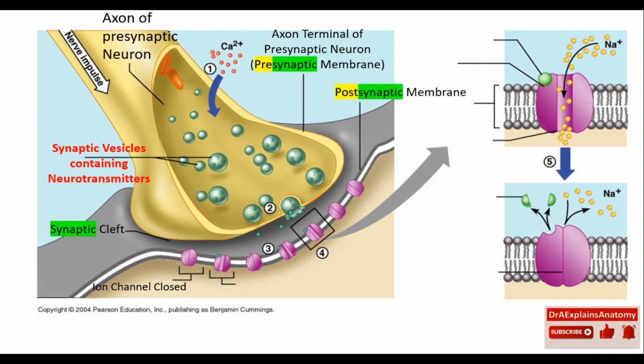The neurotransmitters right here, they diffuse through the synaptic cleft and they bind to these ion channels. Right here, we have no neurotransmitter binding to the ion channel, so the ion channel is closed. Whereas right here, the ion channel is open, following the binding of the neurotransmitter.